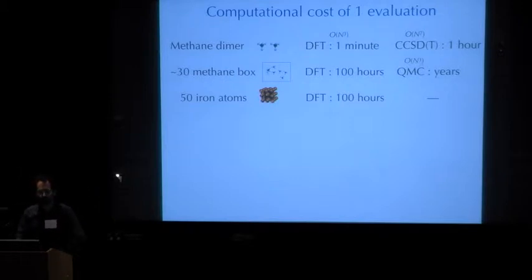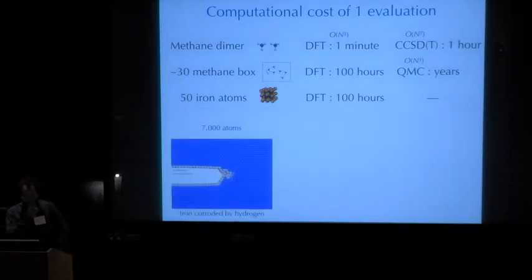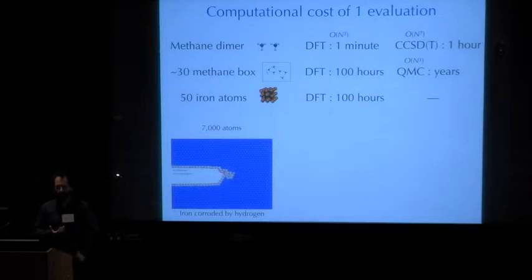So if you want to get the potential energy for 30 methanes, it will take you many, many years of CPU time. And people do that once or twice for benchmarking. So here's the sort of simulations that we would like to do.